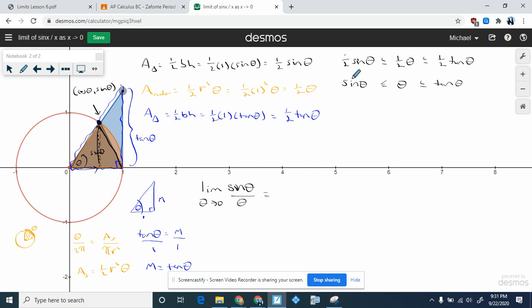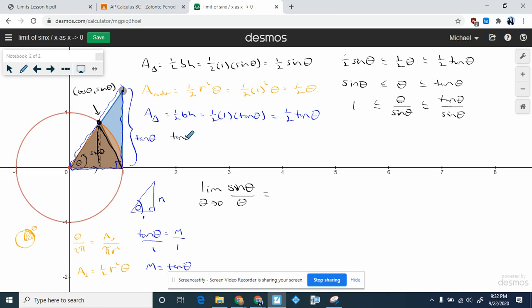So if I divide this by sine theta, I get 1. If I divide this by sine theta, I get theta divided by sine theta. And if I divide this by sine theta, I get tangent theta over sine theta. So now what do I do with this? Well, I'm going to focus my efforts right over here, and I'm going to simplify that. All right, I'm going to see if I can squeeze that simplification in over here.